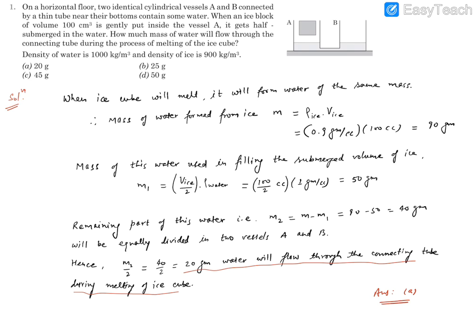Before that, whatever has flowed, we are not counting. We are counting only after this condition, during the process of ice melting. The question asks for the same. Hence, our answer will become 20 gram. And we will see that there's an option of 20 gram. Hence, it is our correct response.